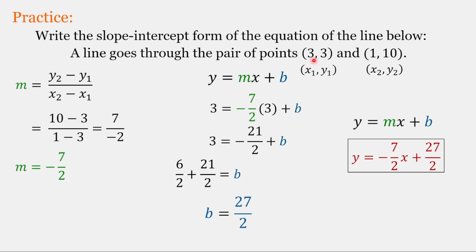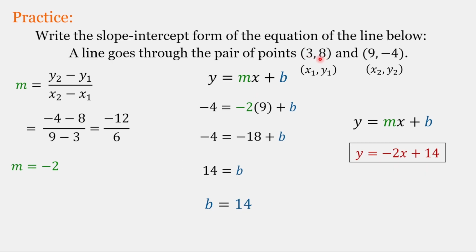So in this first problem, we're given the pair of points 3, 3 and 1, 10. From those 2 points, we can find the slope of the line. We end up with slope of negative 7/2. And then picking either of these 2 points, we can plug those into the slope-intercept form. We end up with a y-intercept of 27/2. This gives us the equation y equal to negative 7/2 x plus 27/2.